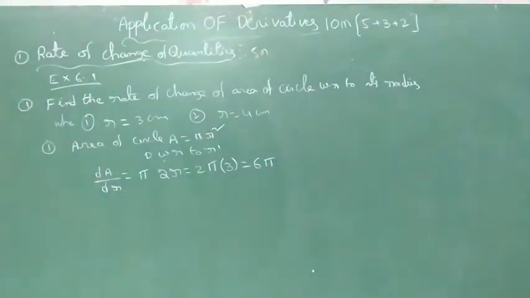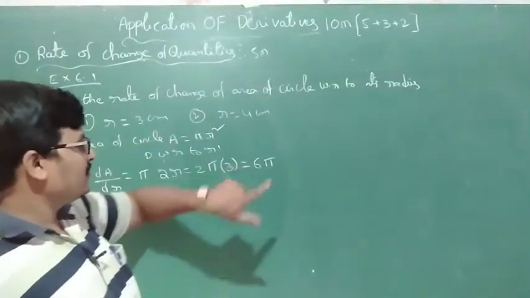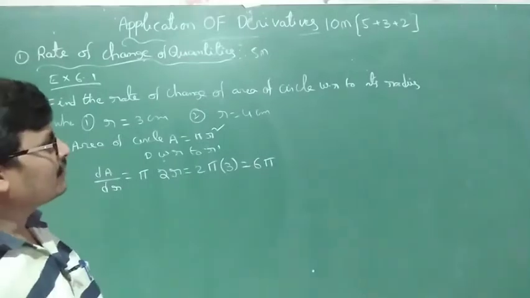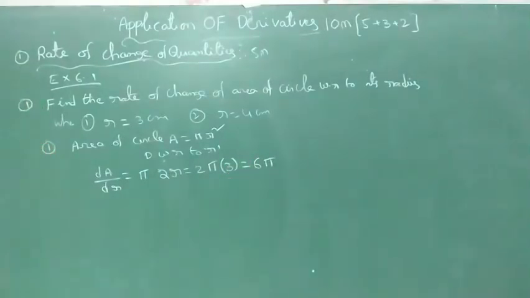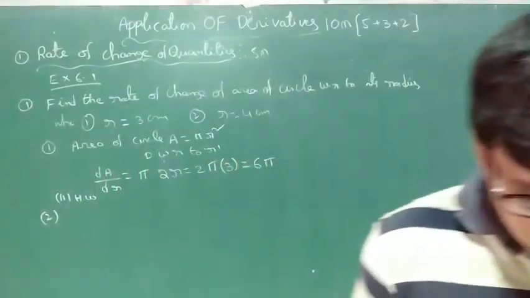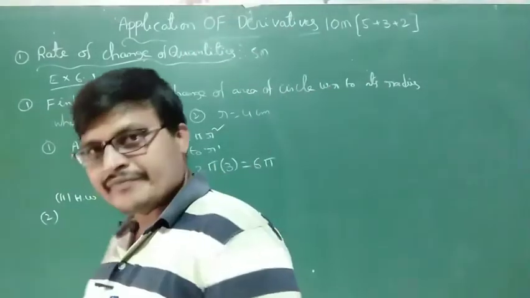What is the increasing rate, the rate of change of area? 6 pi per second or centimeters. Okay. The second bit is homework, same as it is. The second one is: the volume of the cube is increasing.